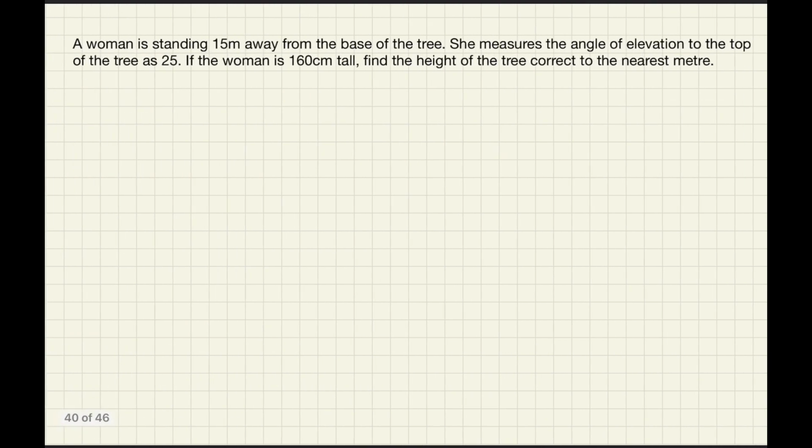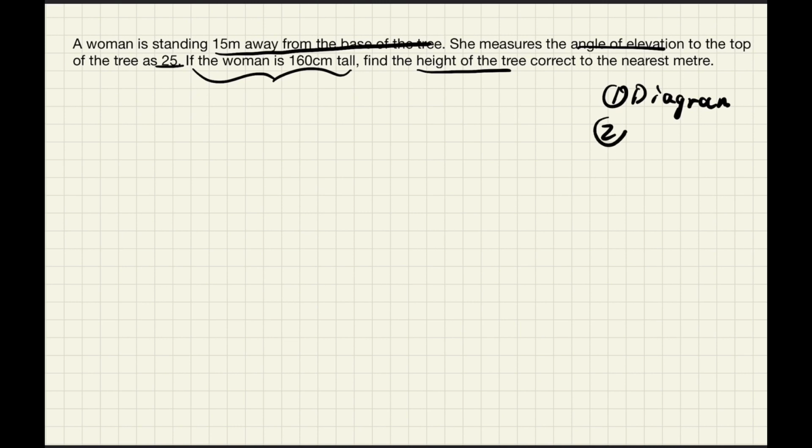Now this question here is a bit of a slight variation from the style of question we just did. We have a woman standing 15 meters away from the base of a tree. She measures the angle of elevation as 25 degrees. But this time we're actually given the woman's height, and then we're asked to find the height of the tree. So before we talk about it, once again, method is draw a diagram, then after that solve.